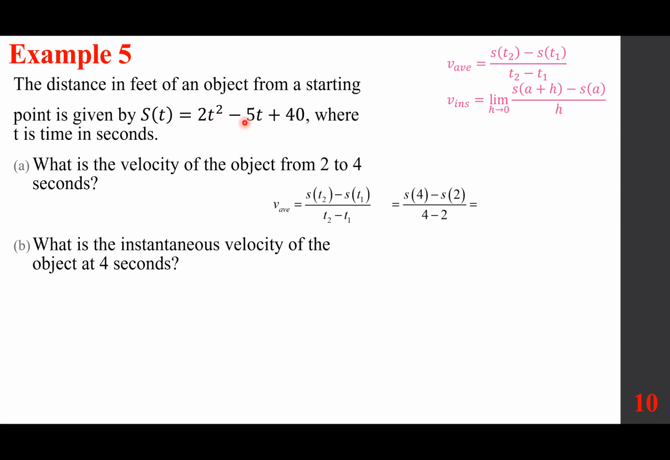So 2 times 4 squared minus 5 times 4 plus 40, that's the first one, and then 2 times 2 squared minus 5 times 2 plus 40. It simplifies to 52 minus 38. Divide by 2 and you get 7 feet per second. I wouldn't worry about the first part. It's elementary algebra. I hope everybody is comfortable with that.